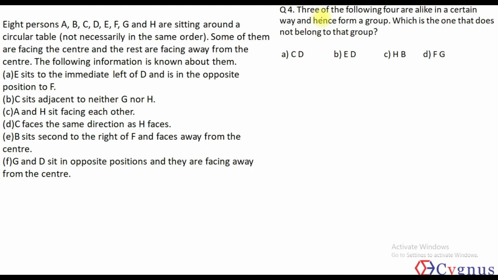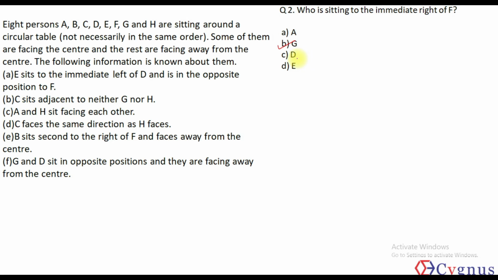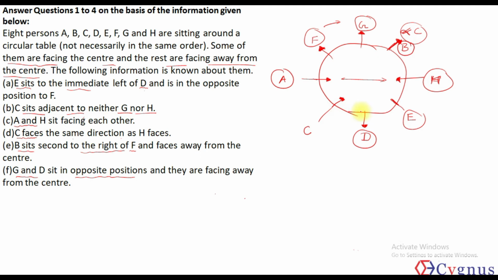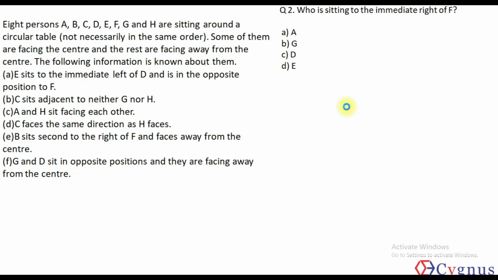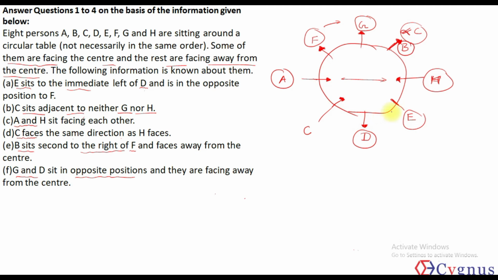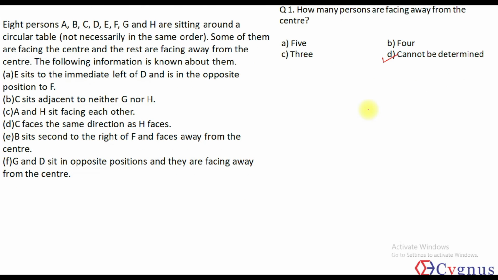Then, the fourth one. Three of the following four are alike in a certain way. He's talking about what? Arrangement, and hence form a group. Which is the one that does not belong to that group? C, D. Let's look at it. What's the relationship between C and D? This is C and this is D. Both are facing in different directions and they are adjacent to each other. Fine. What else? E and D. I don't know the direction of E, but they are sitting adjacent to each other. So one common thing between the first two pairs would be what? They are sitting adjacent. C and D are adjacent. Second option, E and D are also adjacent.